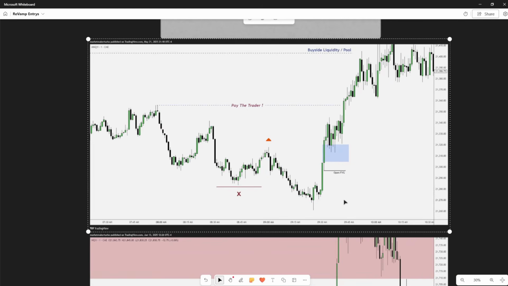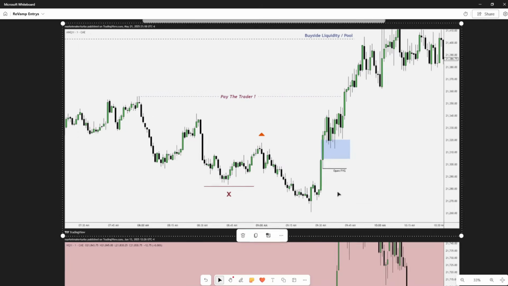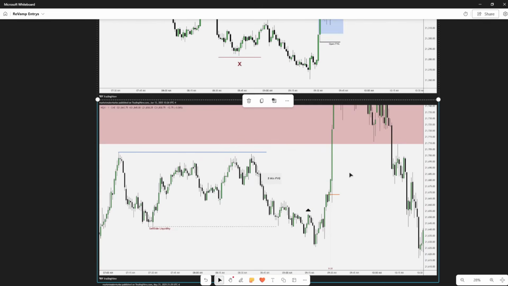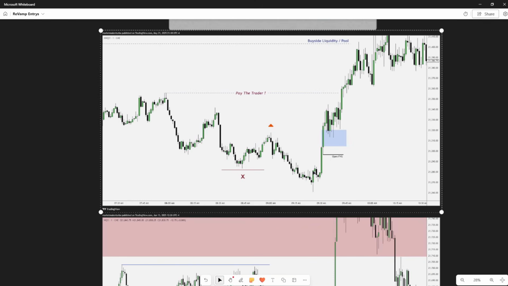So this is a whole different one. I don't want you guys to think, oh, it's the same. It's really not. As you can see here, there's two fair value gaps. Price takes the first one and has the second one open. So if you train your mind to see this every day, like if you just train yourself to see that, when you see it live, you're not going to have like conflict.